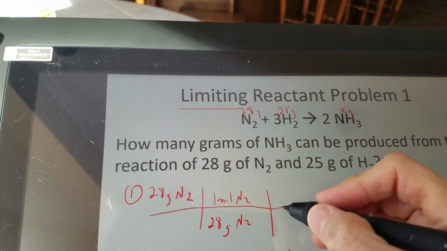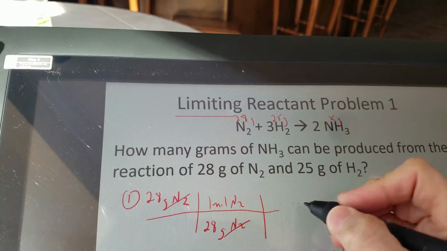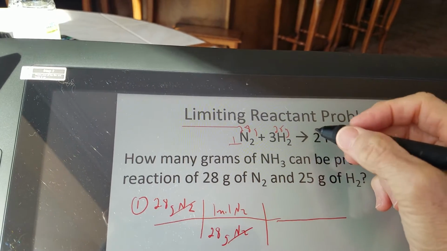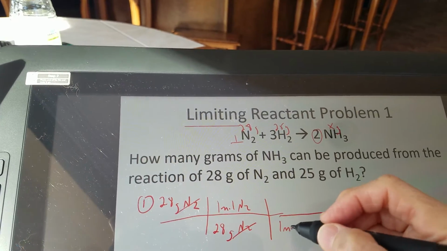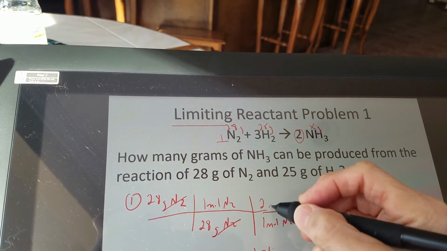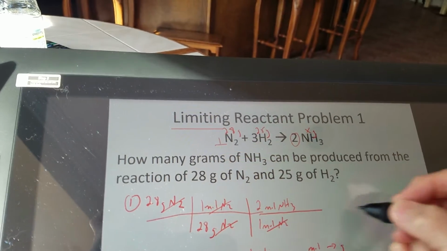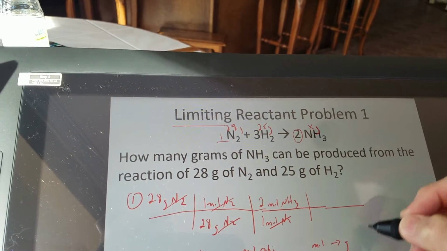All right, so now that we have our grams to moles, the next thing we're going to do is our mole ratio. So we're going to use our 1 here to our 2 here. So our 1 mole of nitrogen goes here, 2 moles of ammonia go here. And then finally we're going to go ahead and go on to grams.